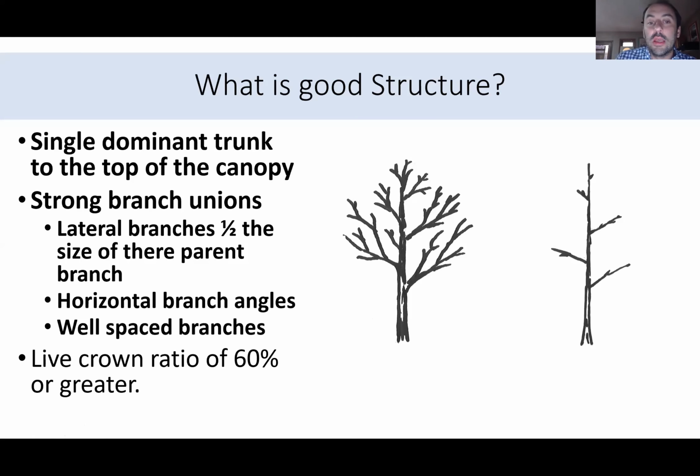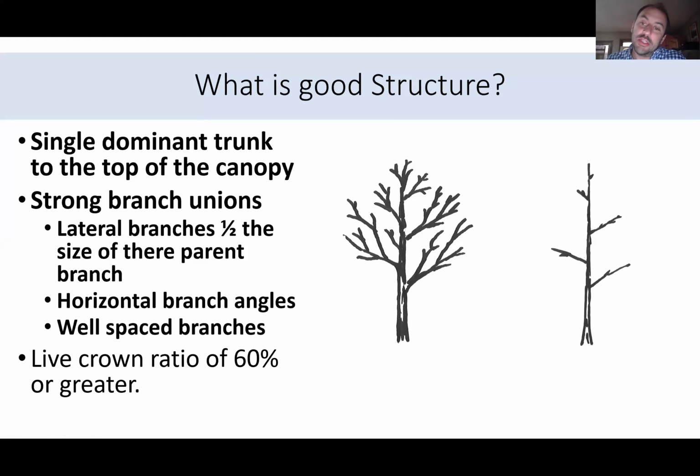We also would like to have strong branch unions. And so again, we want lateral branches that are half the size or less. So this is the lateral branch. This is the parent. We want the lateral branch to be half the size or less of the parent, because those create strong unions that have that overlapping tissue, which is in the branch collar. So we might do pruning to slow down the growth of lateral branches to keep them small, because again, they're getting a lot of sunlight in the landscape and they want to get big.